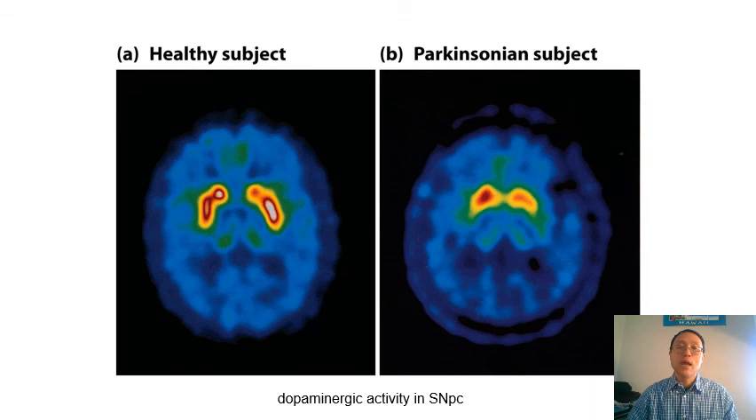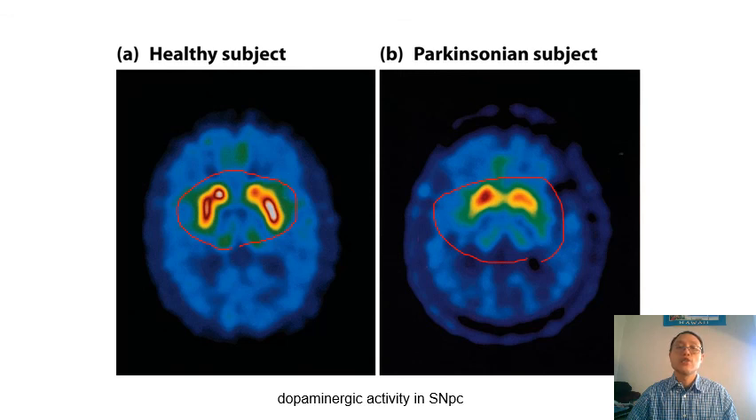So you can see that in the healthy subjects, they have a lot of dopamine going on in the substantia nigra pars compacta, but not so much in the Parkinsonian patients. This procedure provides an opportunity to visualize the reduced dopaminergic activity in patients with Parkinson's disease.